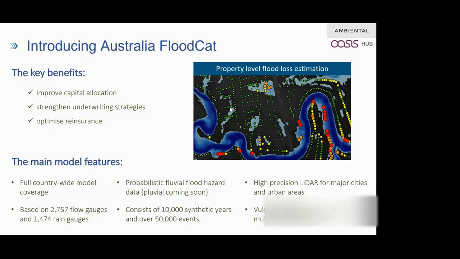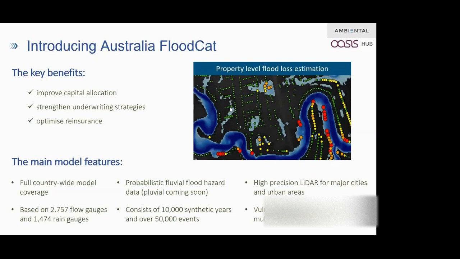In the case of hazard, Katie has covered all of this, but I just want to reiterate. We have a full countrywide model for Australia, and the hazard production is based on 2,000 odd flow gauges and 1,000 odd rain gauges. And for the synthetic database, when we are predicting the stochastic event sets, we have about 10,000 synthetic years and over 50,000 events.